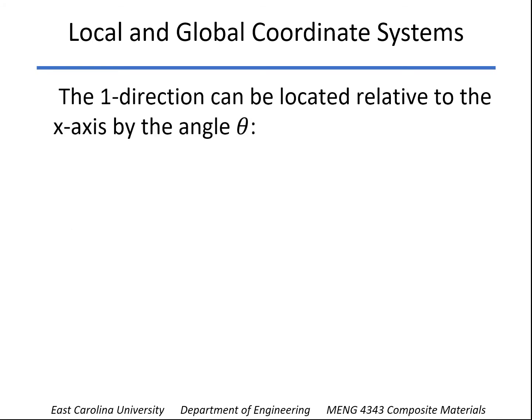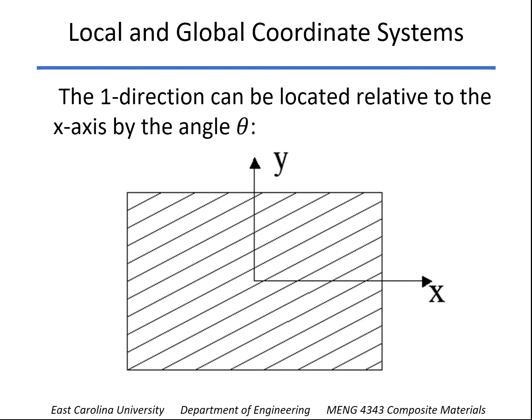Here's a composite layer, and these lines represent the fibers for that particular orientation. We define the fiber direction, the 1 direction, as being the direction of the fibers. Within that plane, and 90 degrees from the 1 axis, is going to be the transverse direction, 2. And you can see the fiber direction 1 has its orientation defined by the angle theta relative to the x-axis.